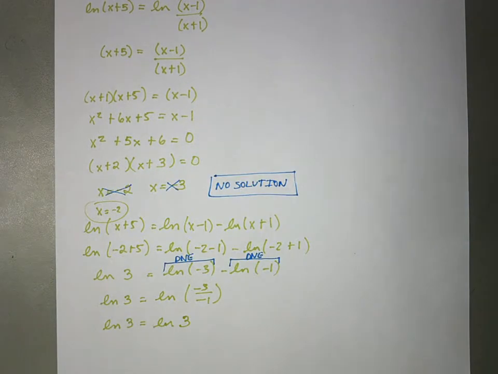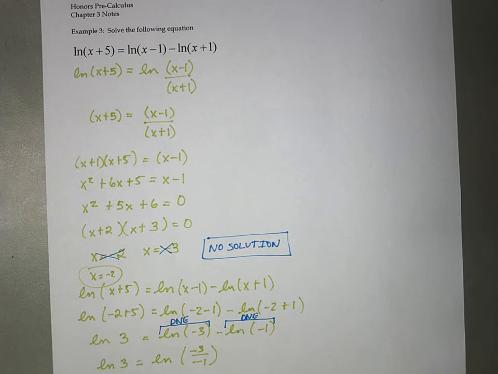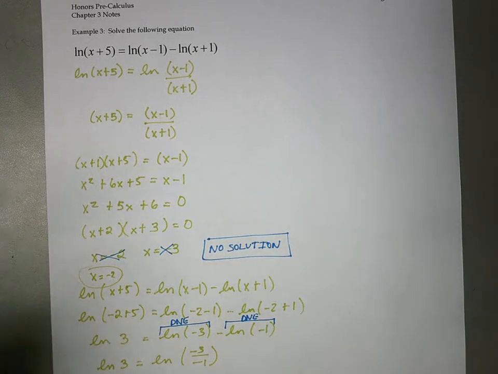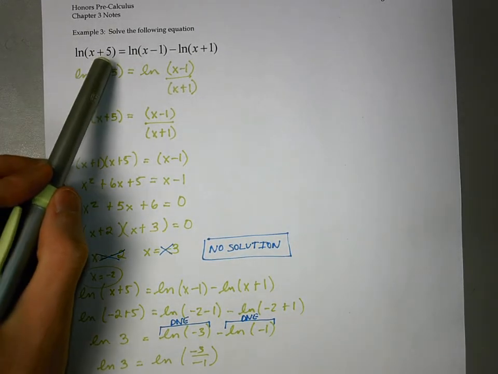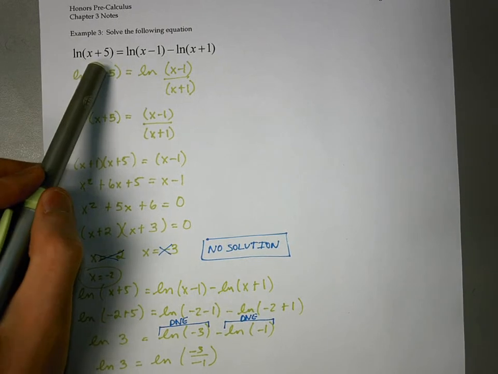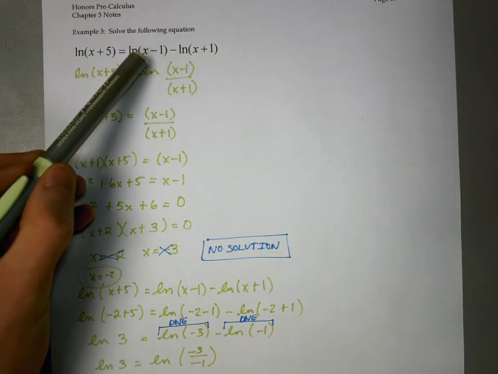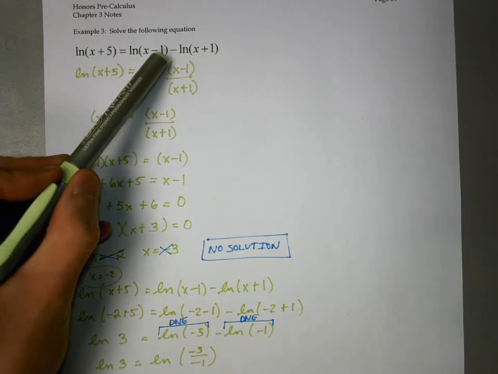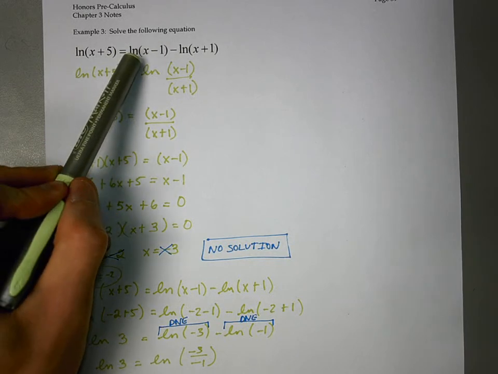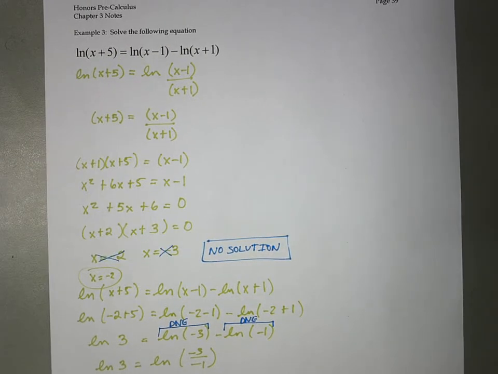And I can see that because if I were to plug negative 2 back into my original expression, here negative 2 plus 5 is the ln of a positive 3. Perfectly fine. But as soon as I go here, negative 2 minus 1, I'm taking the natural log of a negative number. That cannot happen. So I know at that point negative 2 doesn't work.